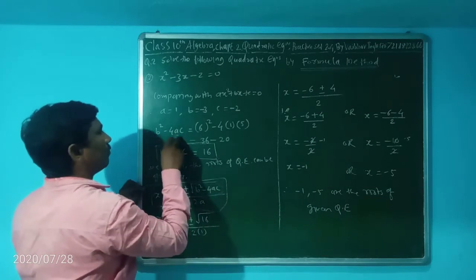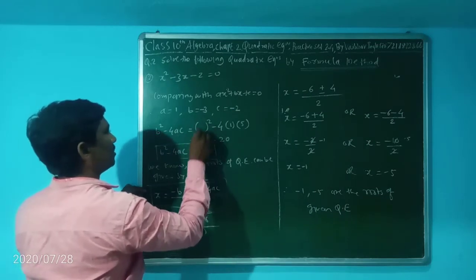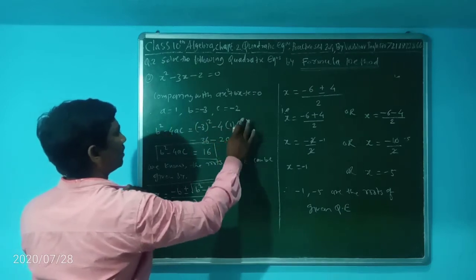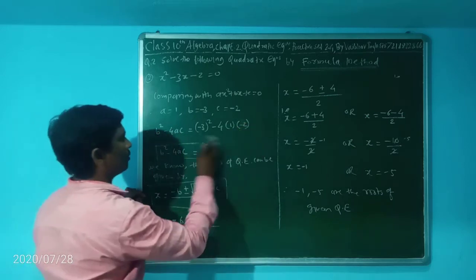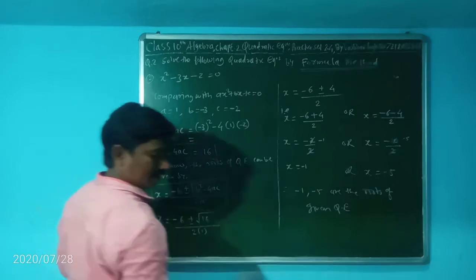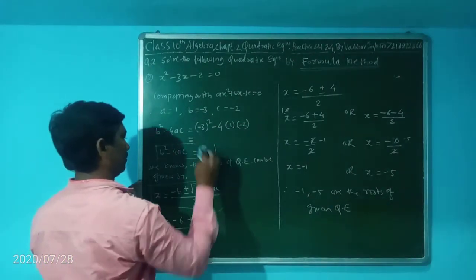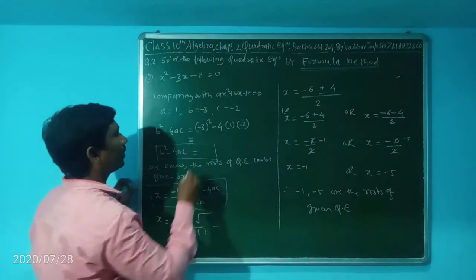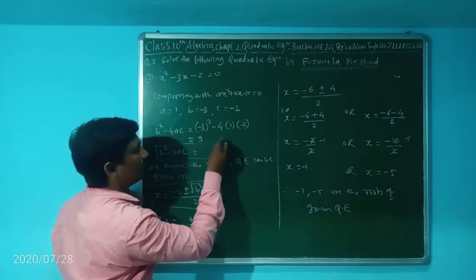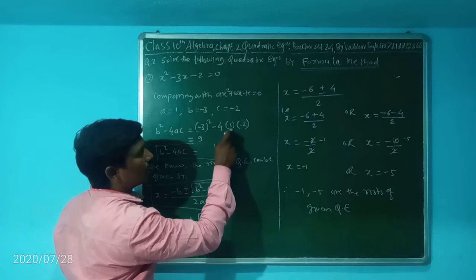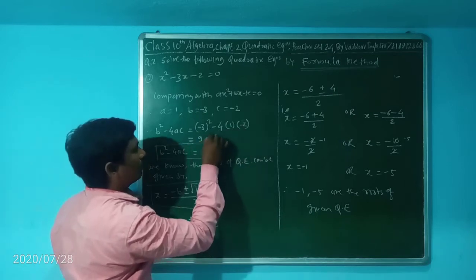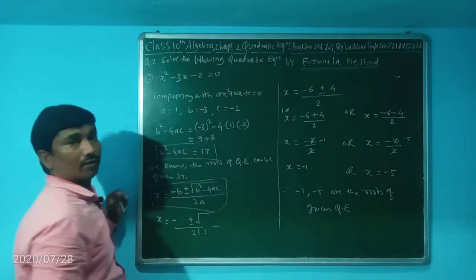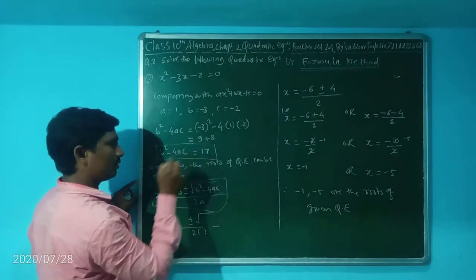Okay, now we'll find the value of b square minus 4ac. So b is here minus 3, minus 4 into a, that is 1, and c, that is minus 2. So if you solve this, you will get minus 3 square, that is 9, minus into minus plus, 4 into 1 into 2, okay, so it will become 17. So the value of b square minus 4ac is 17.